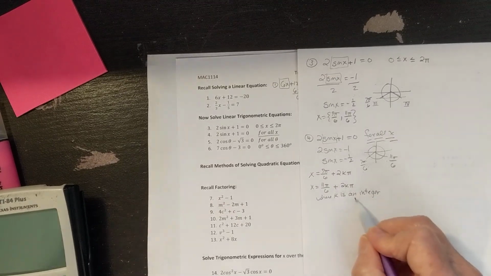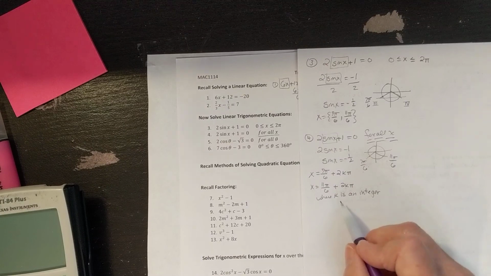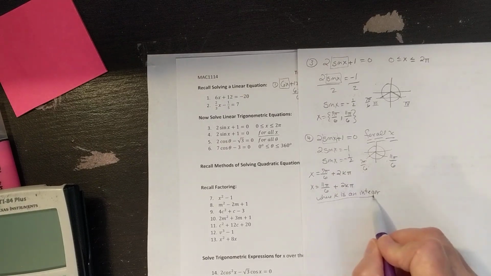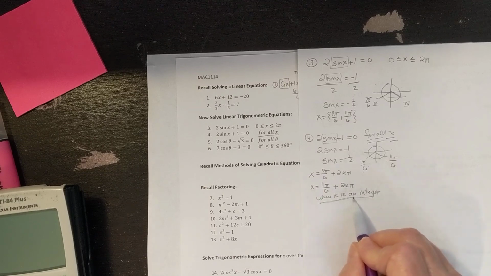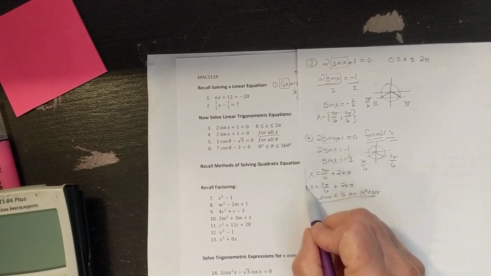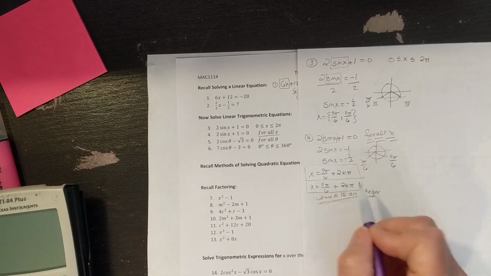An integer is the positive and negative whole numbers, so including 0. Since I wrote this down, I'm establishing an understanding with you that we know this means an integer, so you do not have to write this statement anymore when you are answering questions like this, plus 2k pi. We know that k is an integer.